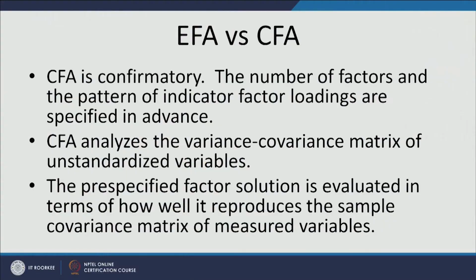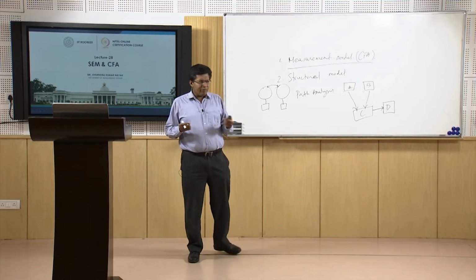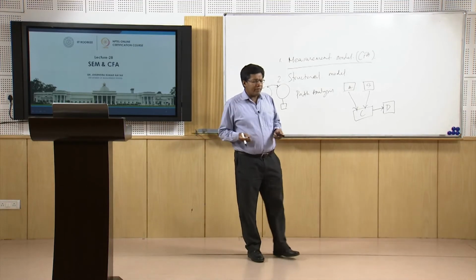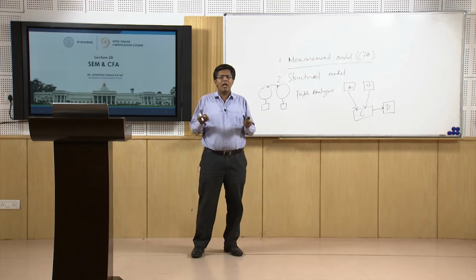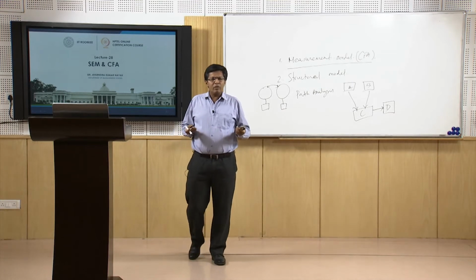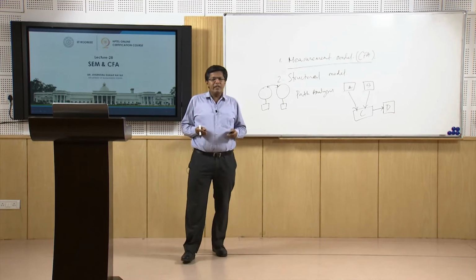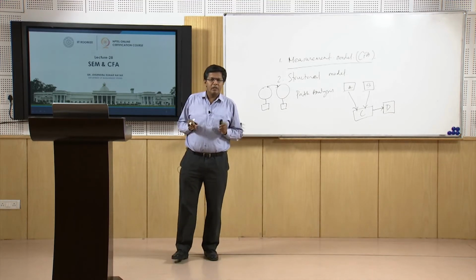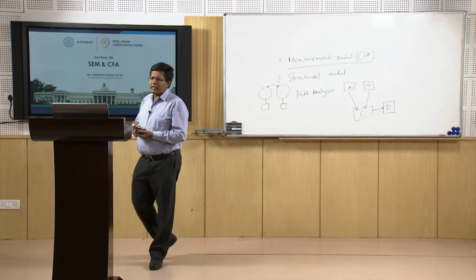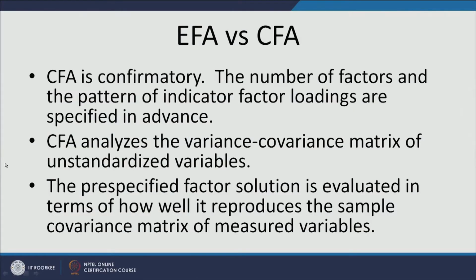CFA is confirmatory: the number of factors and the pattern of indicator factor loadings are specified in advance. So, for example, we will say that variable 1 will have a larger bearing or larger effect on the factor. We have already defined that CFA analyzes the variance-covariance matrix of unstandardized variables. The last thing it says is that the pre-specified factor solution is evaluated in terms of how well it reproduces the sample covariance matrix of measured variables.